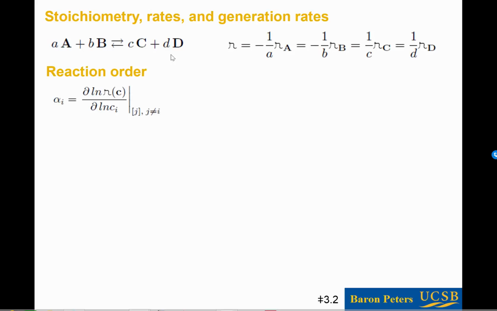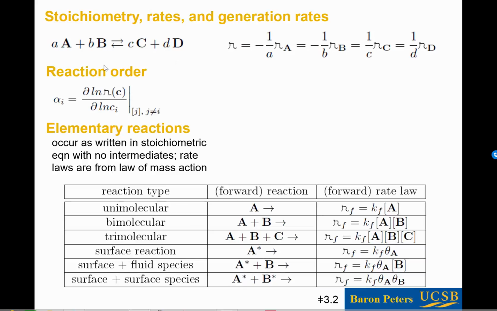Now there are some special cases, we call them elementary reactions. They play a very important role in writing down mechanisms of more complex reactions. But for these special cases, the stoichiometric coefficients and the reaction orders are directly related to each other. So elementary reactions occur as written in the stoichiometric equation. They do not involve any intermediates between the reactants and the products. And the rate laws for an elementary reaction are just written down in terms of the law of mass action, right? So a couple of examples here.